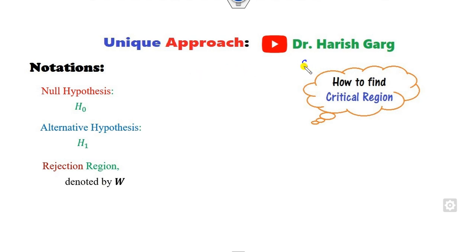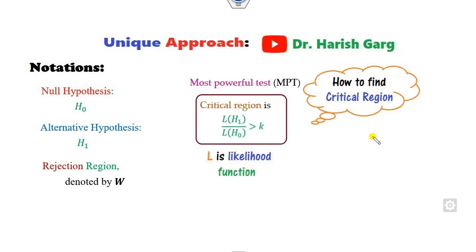Now, whenever we are talking about the most powerful test, step number one is to write the critical region W. That critical region W is always of the form X greater than C or X less than C, or X greater than or equal to C or less than or equal to C. But how can you identify that? For that, you always use this formula: L is the likelihood function, H1 is my alternative and H0 is my null. Once you solve this, you will get X either greater than C or less than C.